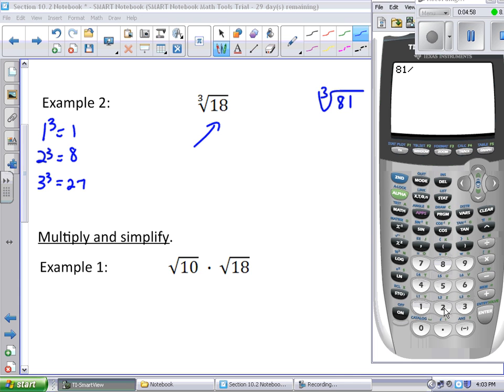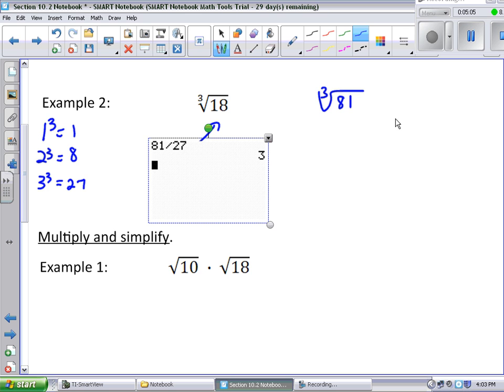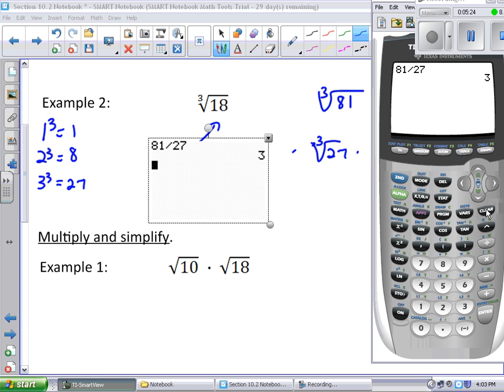81 divided by 27 is 3. So I'm going to change the cube root of 81 into the cube root of 27 times the cube root of 3. And then the cube root of 27 will break down. If I need to break down the cube root of 27 and I'm not clear on what it is, 27 raised to the 1/3 power is how I break that down, if you recall, and that is 3.